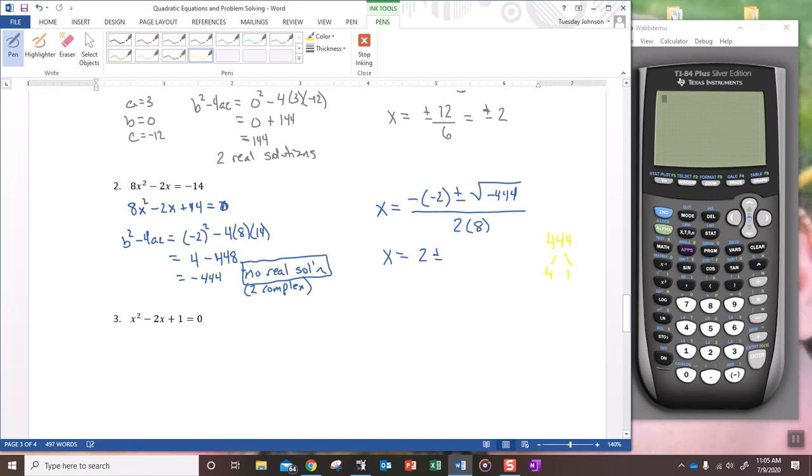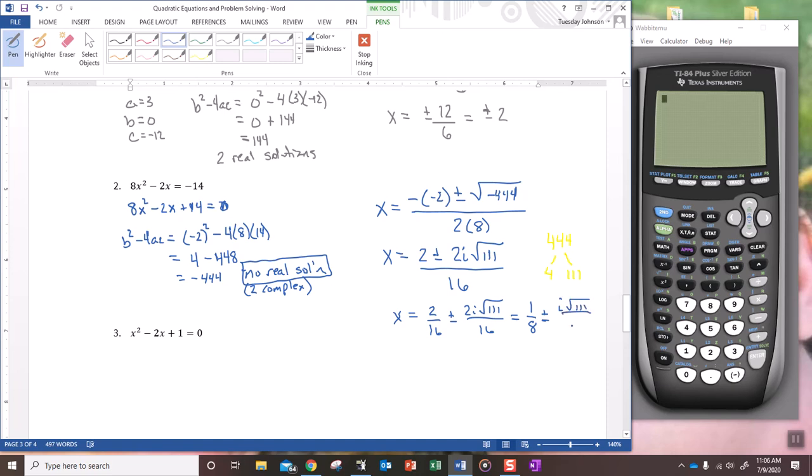444 is 4 times 111. So this is 2, square root of 4 is 2, i from the square root of the negative, square root of 111 all over 16. If we simplify one more step, we would write 2 over 16 plus or minus 2i square root of 111 over 16. Simplify the individual fractions. 1/8 plus or minus i square root of 111 all over 8.